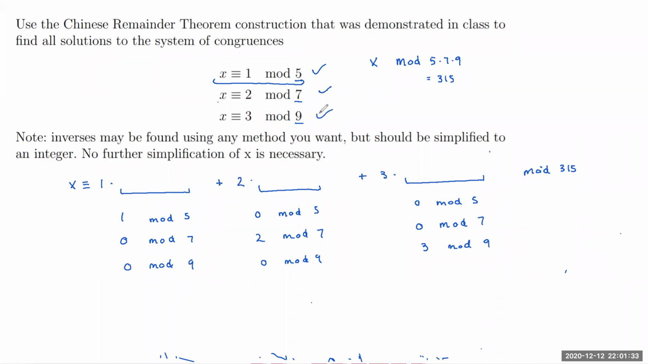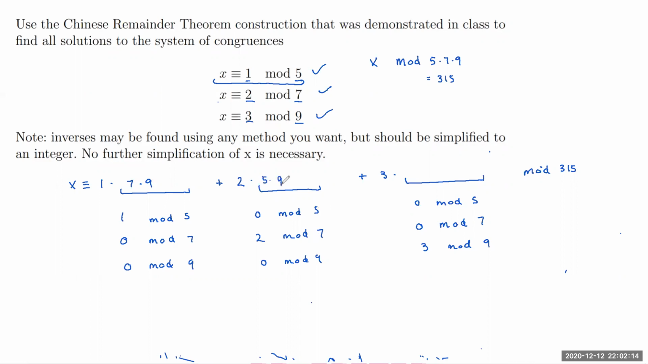And so how we ensure this is, as we said, we first put these numbers 1, 2, and 3 in their respective positions. Now we have to make sure that they are 0 mod the other moduli. This first term is going to be 0 mod 7 and 0 mod 9. The easiest way to ensure that is just to multiply this by 7 and by 9. If you multiply this term by 7 and then by 9, then it's for sure going to be 0 mod 7 and 0 mod 9. Similarly with the second one, to make sure it's 0 mod 5 and 0 mod 9, we're going to multiply by a 5 and a 9 here.